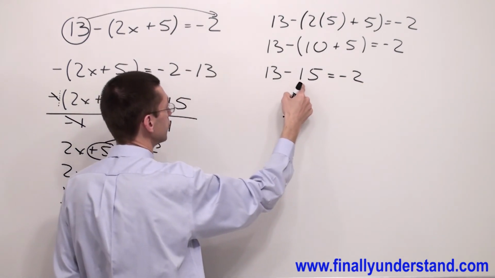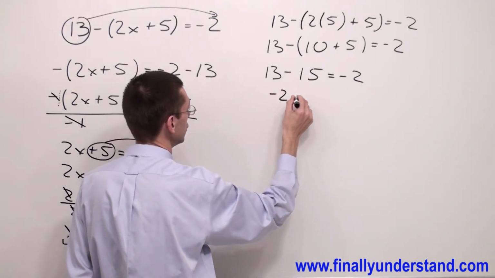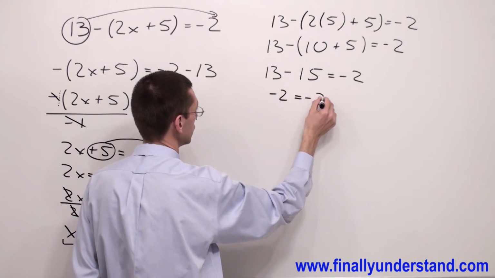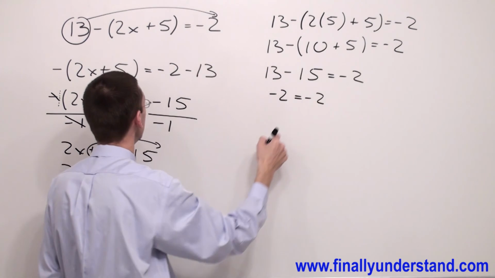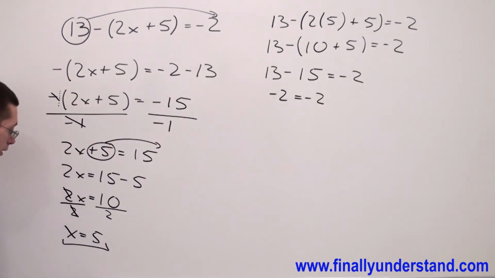13 minus 15 is negative 2. Negative 2 is equal to negative 2. The left side of my equation is equal to the right side of my equation. That's why x equals 5 is the correct answer to my problem.